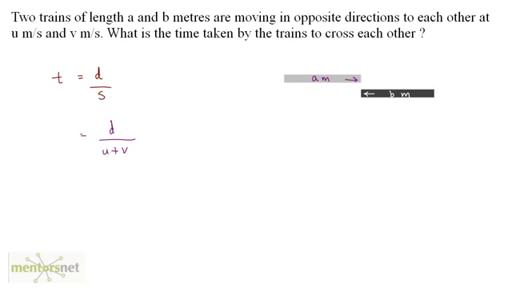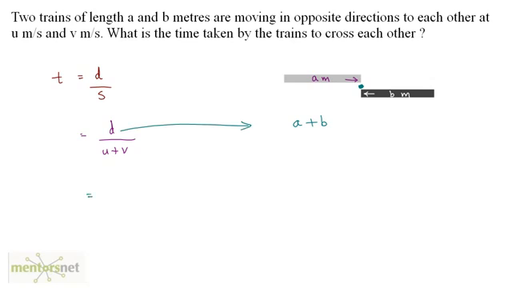Now we have to calculate the distance. So let us assume that this is the meeting point of these trains. Now the train which is moving to the right, that is the train which is A meters long, will have to travel A meters in order to cross this blue point, right? So we have A meters plus this train which is B meters long will have to travel B meters in order to cross this blue dot. So the effective distance traveled by both the trains is the addition of their lengths, A plus B. So this is the distance.